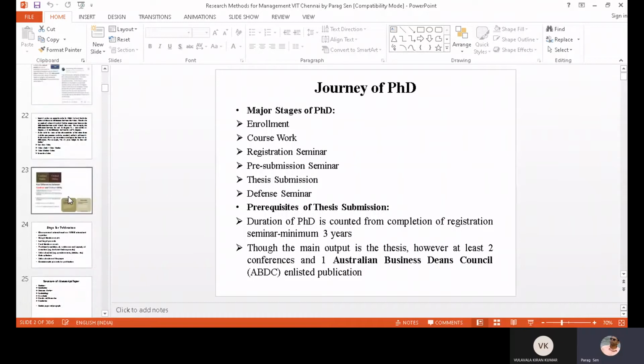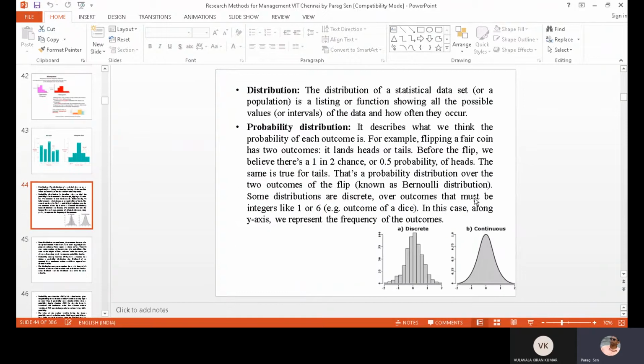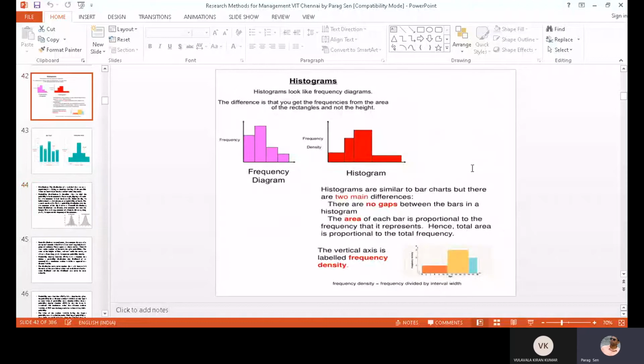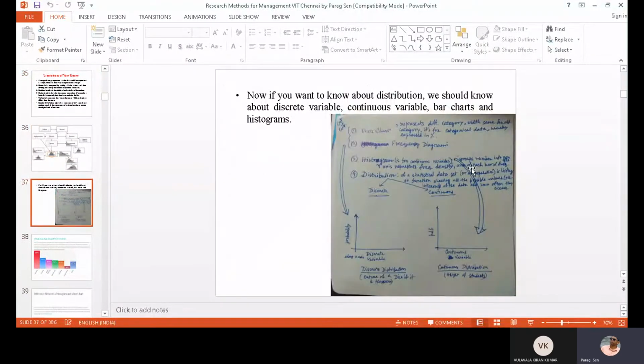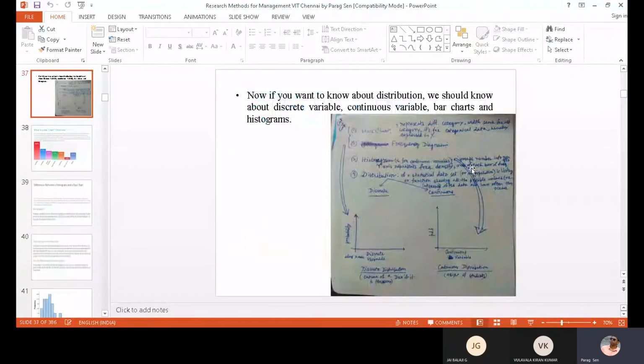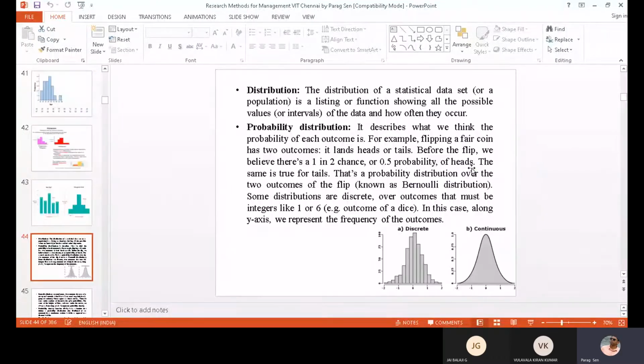In the previous class, we started some basic statistical tasks. So I have told you that initially, before knowing the distribution, you should know about the discrete variable quantity. We have already known that. Now we will start the distribution.